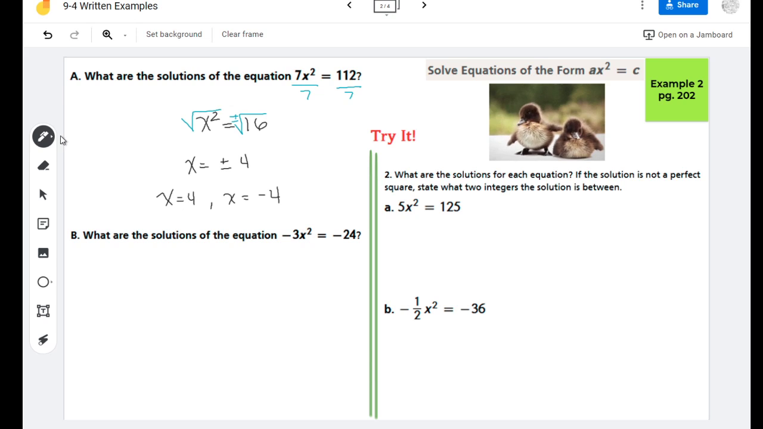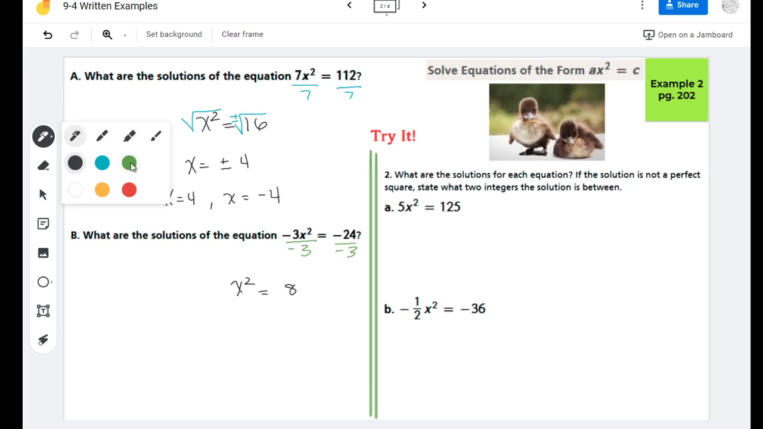So let's go ahead and try that again. On this one, there's a negative 3 being multiplied to the x squared. So I'm dividing by negative 3. That leaves me with x squared equals 8. Now to get the square to be undone, I'm going to take the square root of each side, putting the plus or minus so that I don't mess it up. And so I get x equals positive or negative.